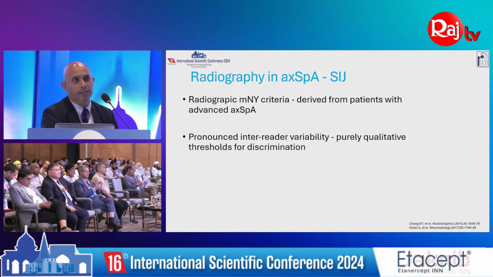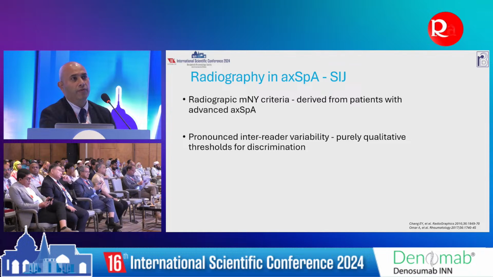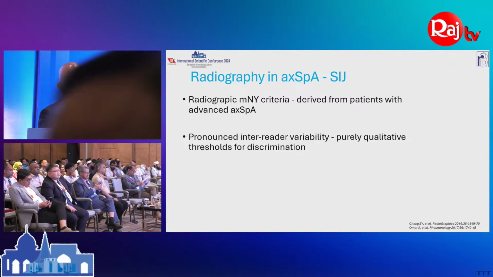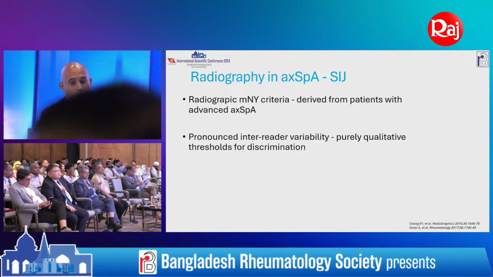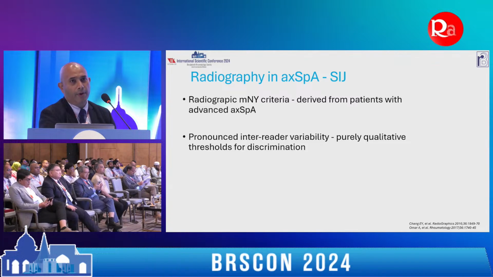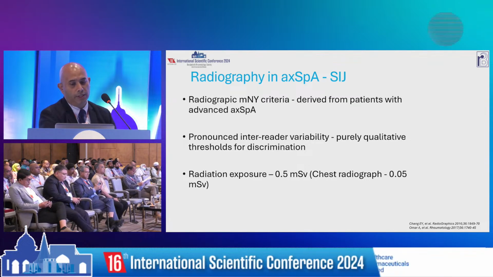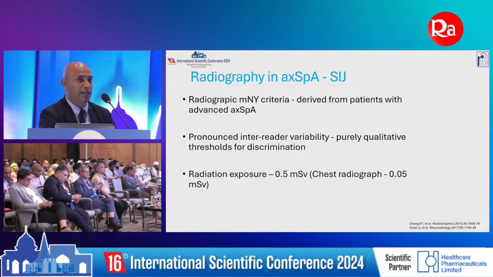And what we need to remember is this radiographic modified New York criteria was derived from patients who had advanced axSpA. And also they had pronounced inter-rater variability. And again, like what I mentioned, it's purely a qualitative threshold for discrimination between the grades. And of course, not to forget the radiation exposure, which is 10 times that of a chest radiograph.